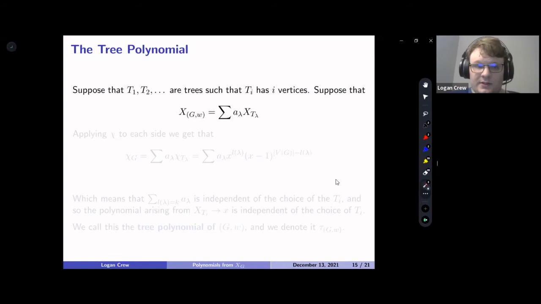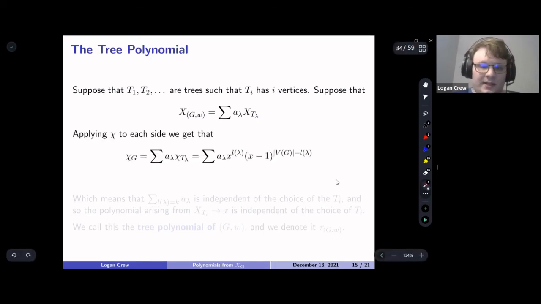So suppose we want to look at an expansion of the chromatic symmetric function into some family of trees. Let's say it's a family of trees such that T sub i has i vertices. Suppose that we have its expansion here. Let's apply this map chi to both sides. On the left, we're going to get chi_G. On the right here, we're going to get chi of T lambda. Well, T lambda is, remember, a disjoint union of trees.